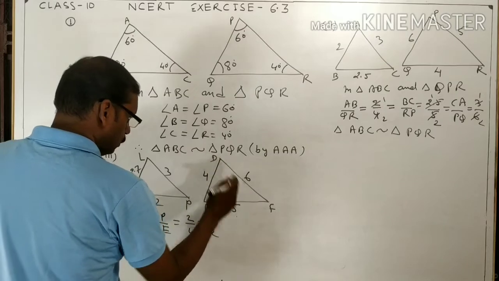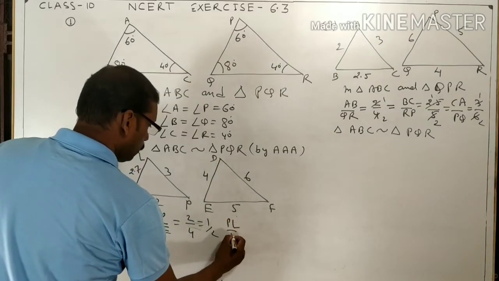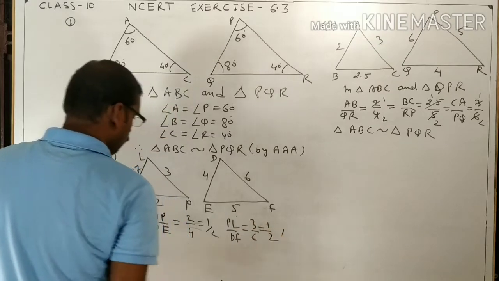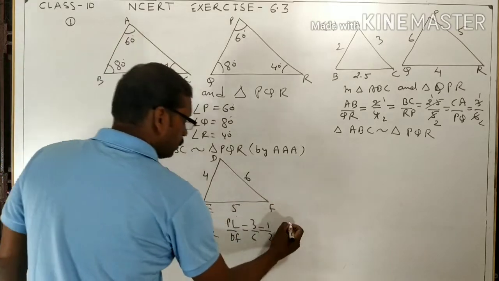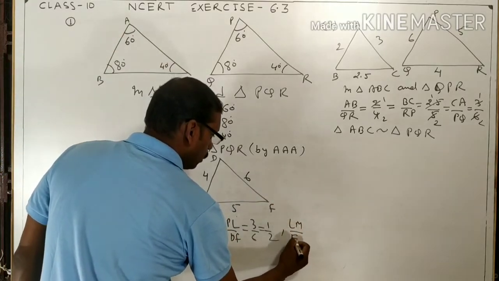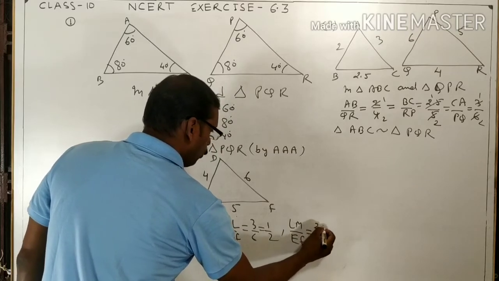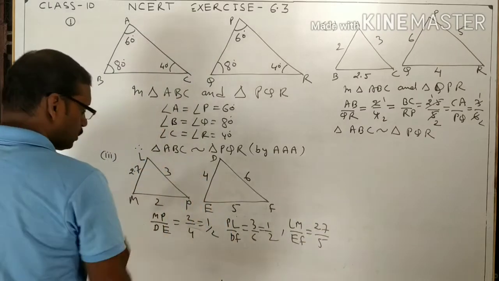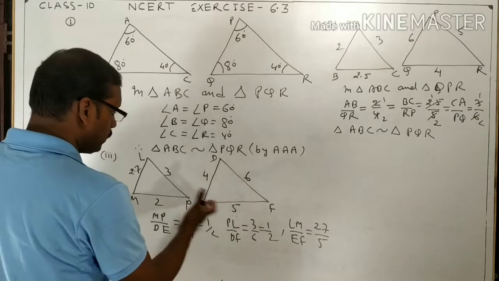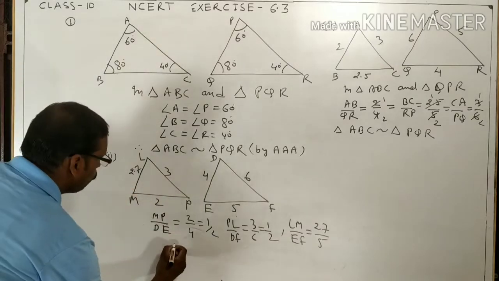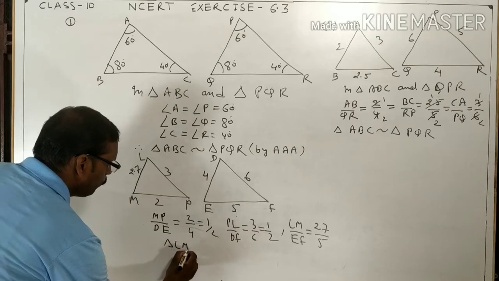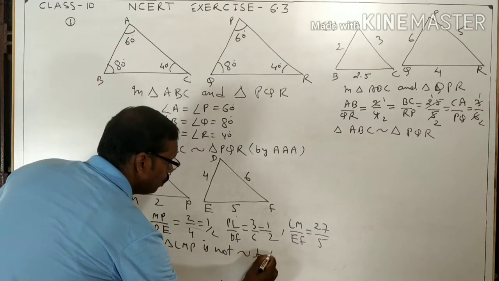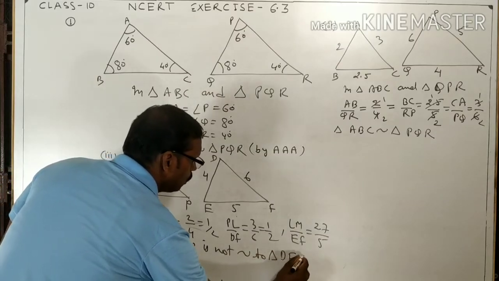PL by DF is also 1 by 2. But LM by EF equals 2.7 by 5, so this is not equal to 1 by 2. So we can say that the ratios of corresponding sides are not equal. Therefore, triangle LMP is not similar to triangle DEF.